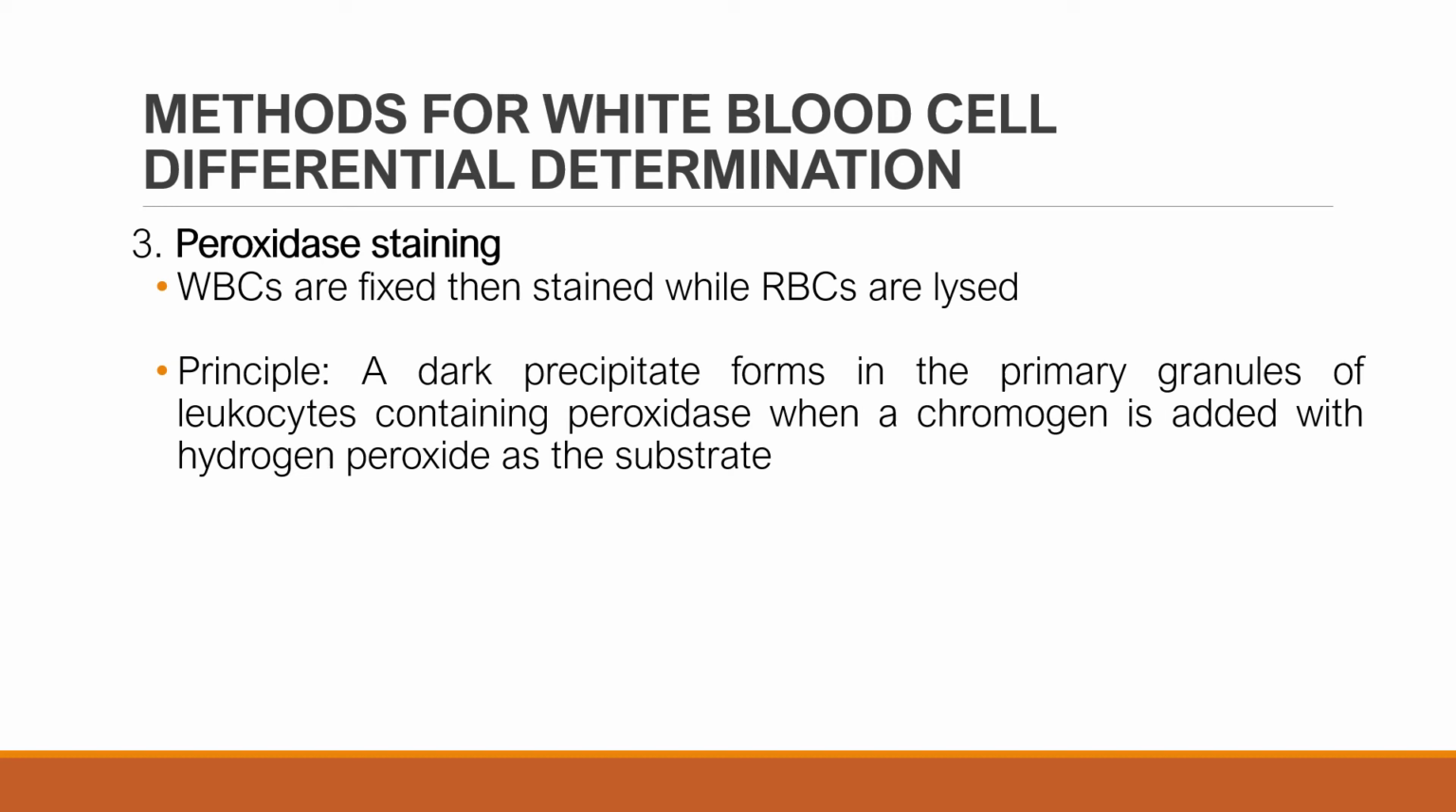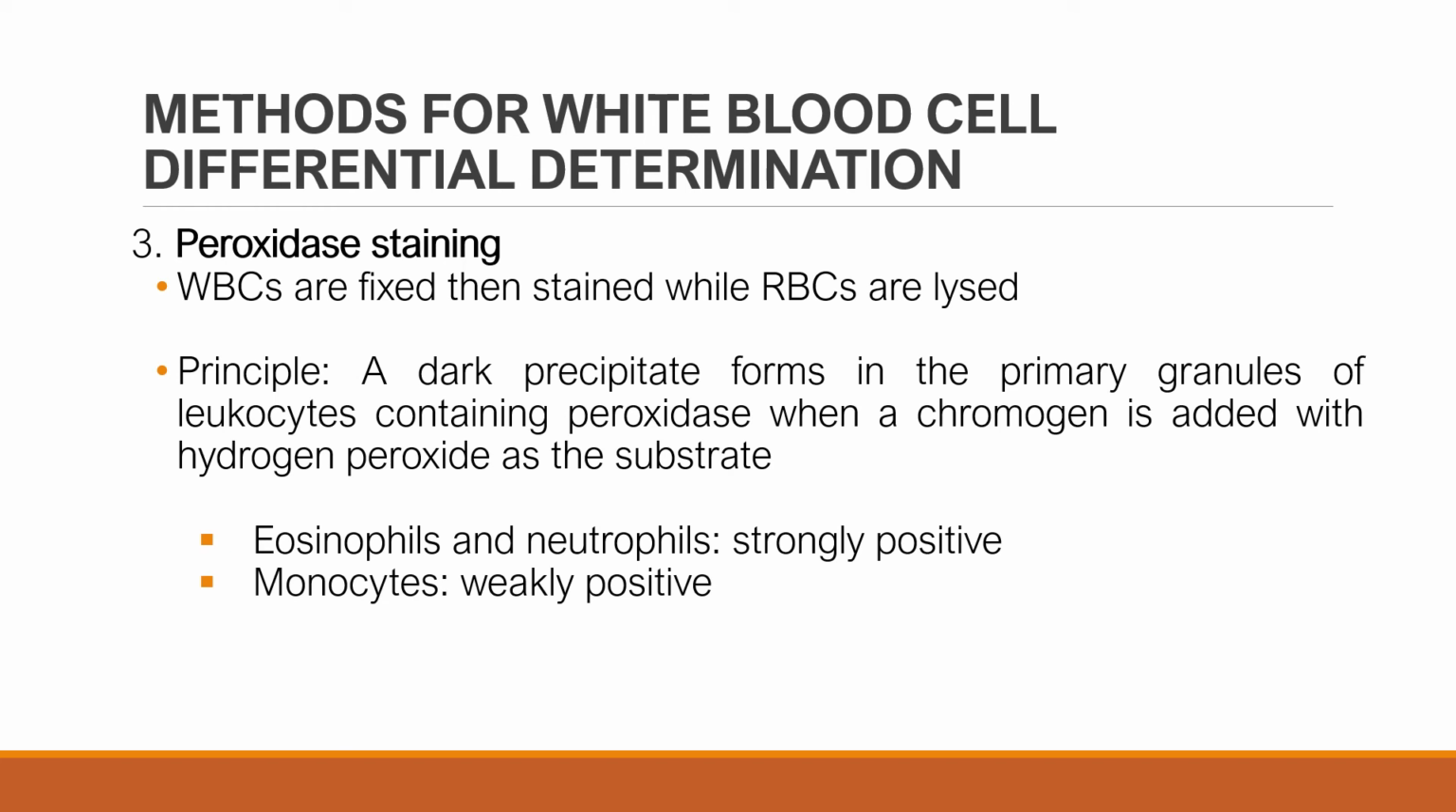Now, what is the reaction or the result of the different white blood cells when the peroxidase staining is performed? For eosinophils and neutrophils, they are strongly positive, basically because these WBCs contain a lot of peroxidase. Then we have monocytes. The result is weakly positive. And for basophils, lymphocytes, and blasts, the result is negative because peroxidase is not present in these cells.